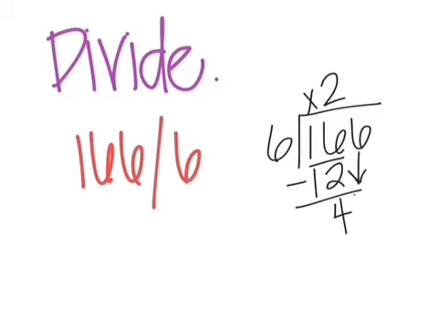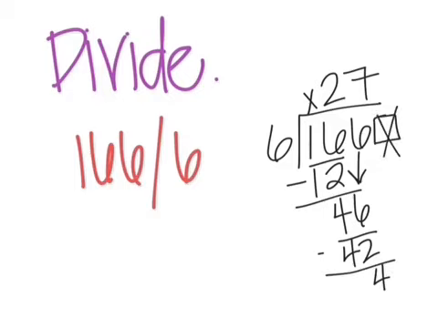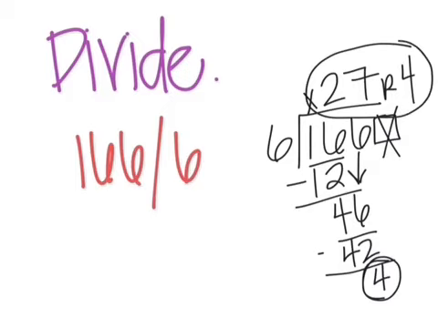Again, I bring down my 6, and then I decide, how many times can 6 go into 42? Well, I know 6 times 7 is 42, and 6 and 8 went on a date, and their bill was 48, which is too much, so it would have to be 7. So 6 times 7 is 42. I do my subtraction, I'm left over with 4. Because I have no other numbers to bring down, this 4 is my remainder. So my answer, or my quotient, is 27 remainder 4.